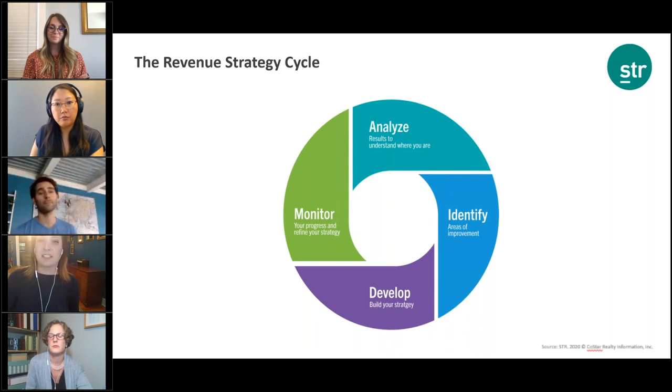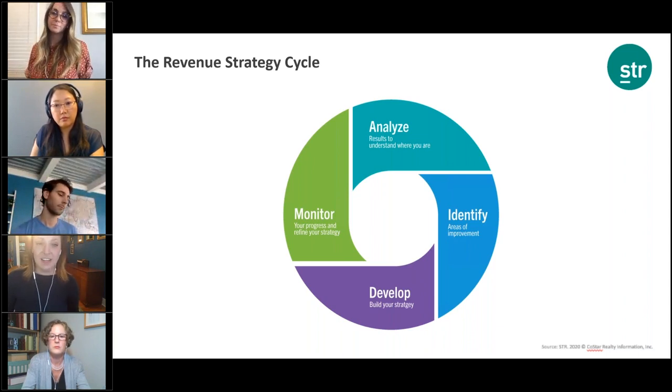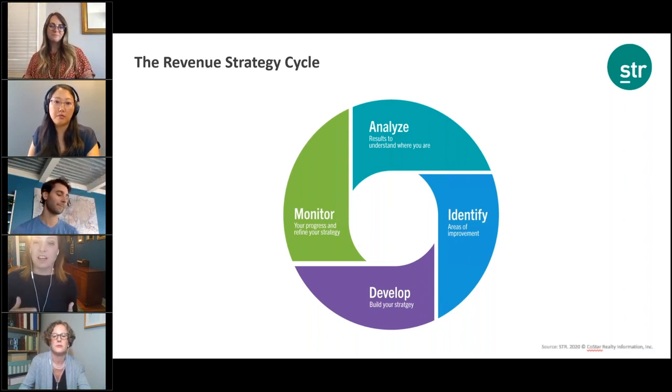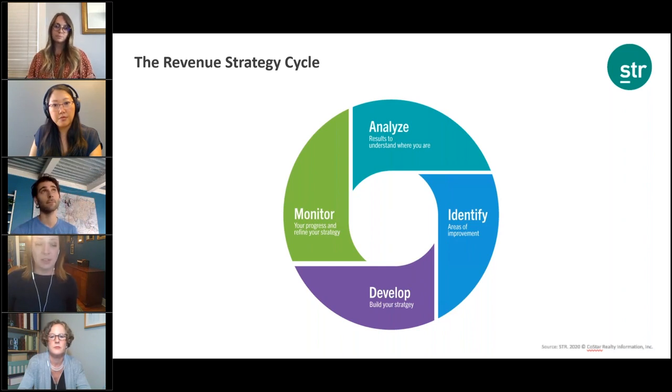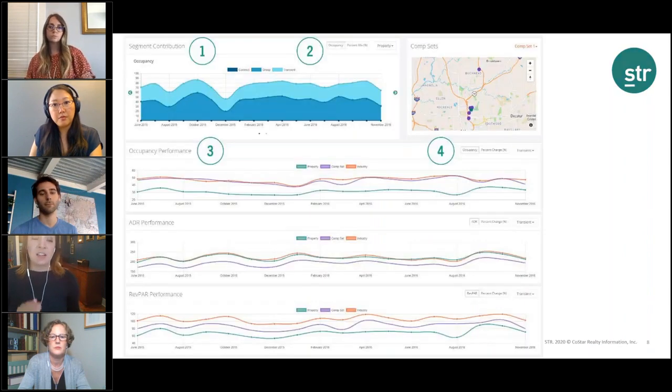So once you understand the basics of benchmarking, you can start to think about the revenue cycle, which in a very simple way is just analyzing the data so that you can identify areas of opportunity, but also understand where you're performing well. Then you can develop your strategy and continue to monitor your progress and refine your strategy. Hotels all over the world are practicing this every day with the STAR report, which I want to take you through a couple of different slides.